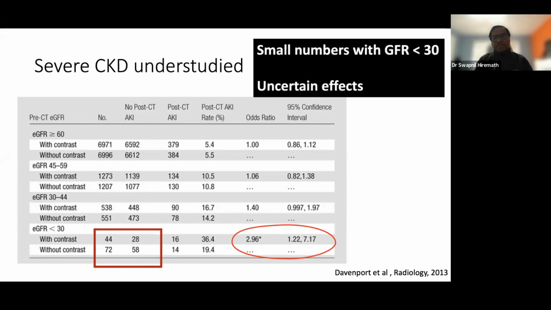Now, the numbers are small here, right? Look at this: 44 and 72 patients compared to 7,000 patients, 14,000 patients with a GFR more than 60. So 14,000 versus 110 patients. That tells you that once the GFR is less than 30, people are not using contrast, which is pretty appropriate, right? If you can get the same information without contrast, why give it? And these effect sizes that we are describing are very uncertain. They are based on very small numbers.